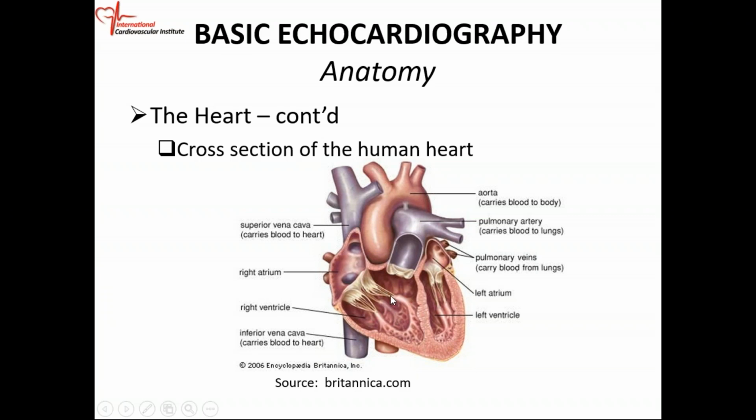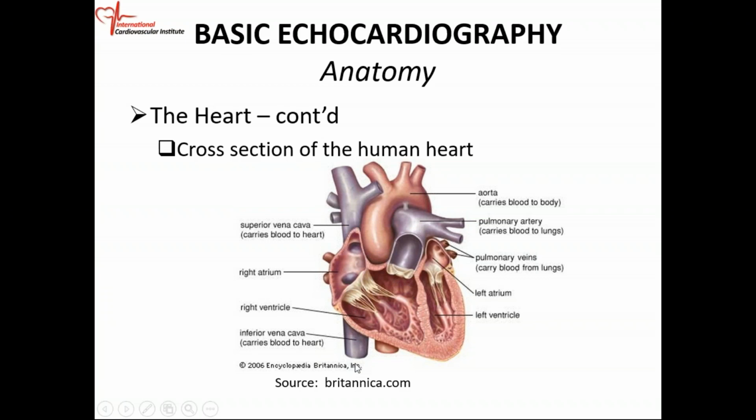Attached to these papillary muscles, you have the cord-like structures, chordae tendineae, and they attach to the surface of the tricuspid valve. The tricuspid valve is on the right side, and it separates the right ventricle from the right atrium. Okay, the right atrium is on top, right ventricle is below. These are your papillary muscles. Your tricuspid valve. Tricuspid because it has three leaflets.